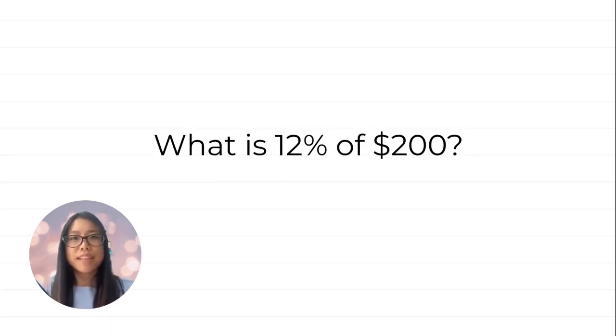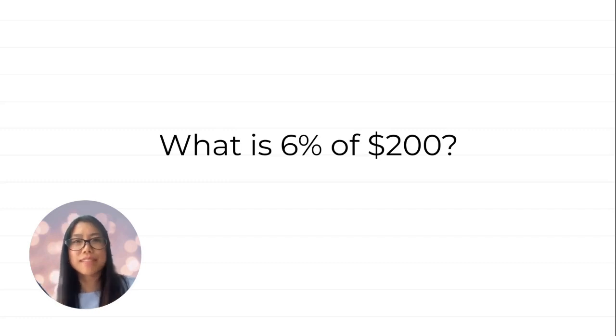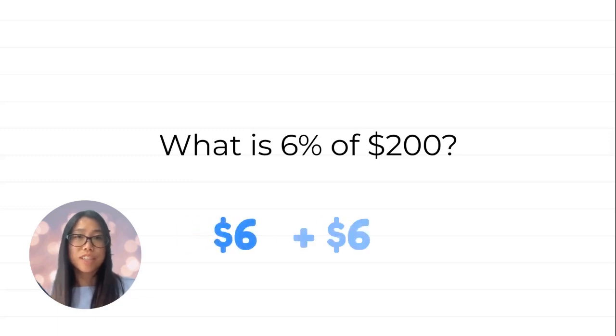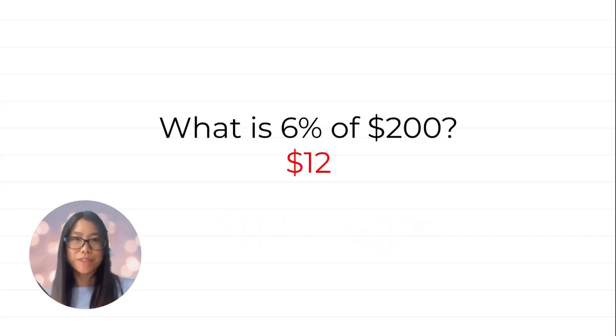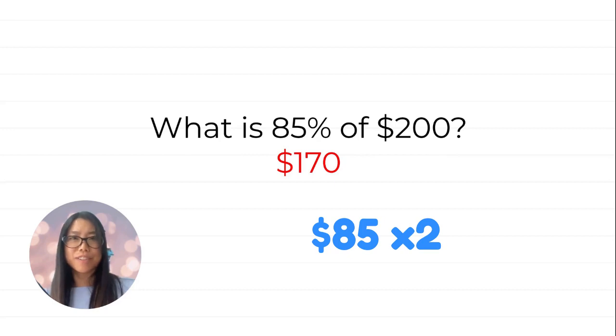What's 12% out of 200? Well, 12% out of 100 is $12. So double that and we get $24. What's 6% of 200? Well, 6% of 100 is $6. So 6% out of 200, we double $6 to get $12. 85% of 200? Again, double 85 to get $170.